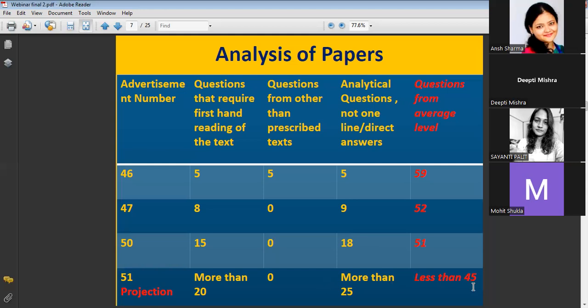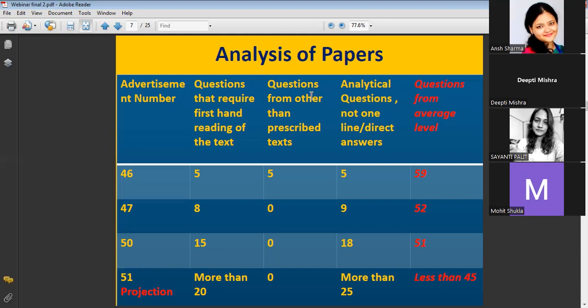One, the average person will be able to do fewer than 45 questions in 51, and 25 questions will be analysis based, not direct answer questions. So they will take more time and more analysis from you. Then, questions from other than the prescribed text, if it is a text-based question.